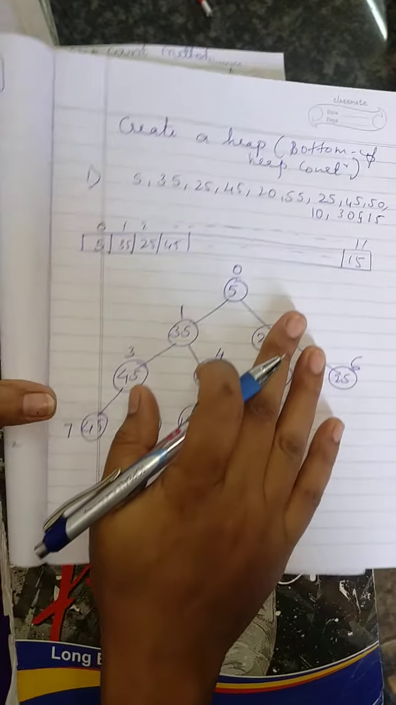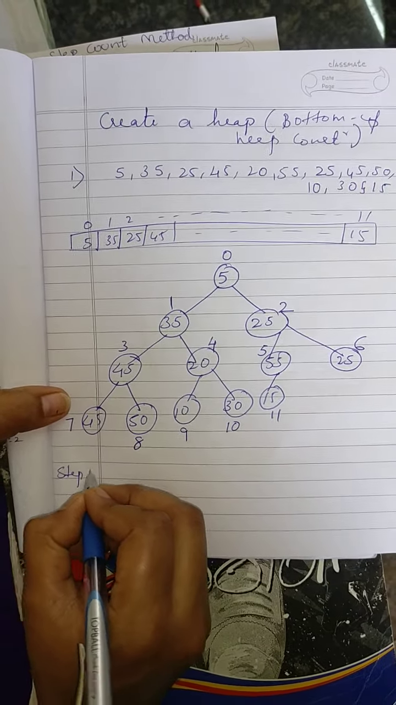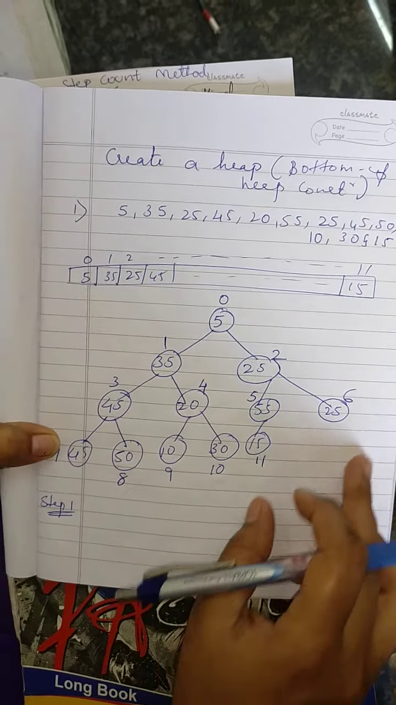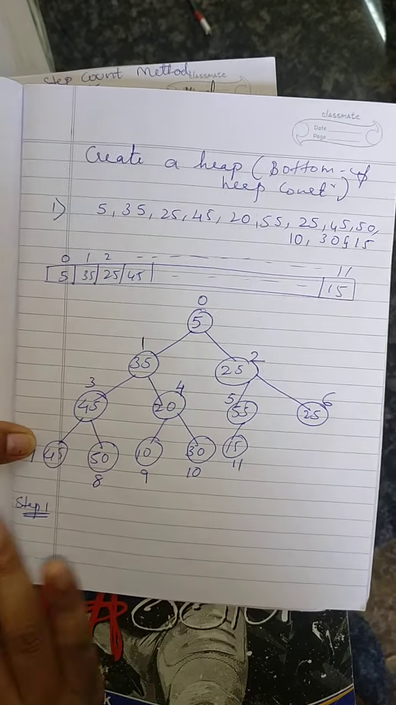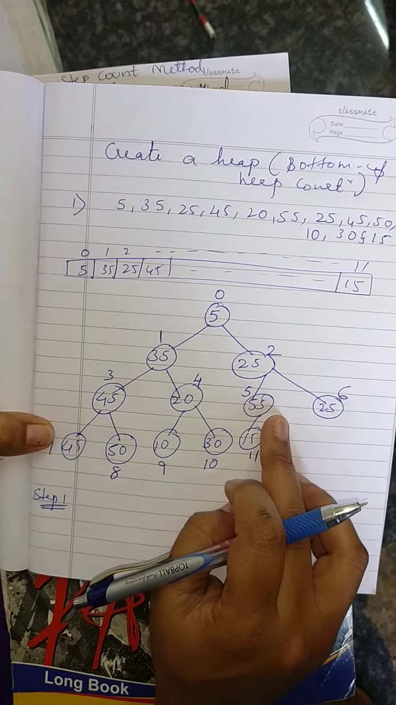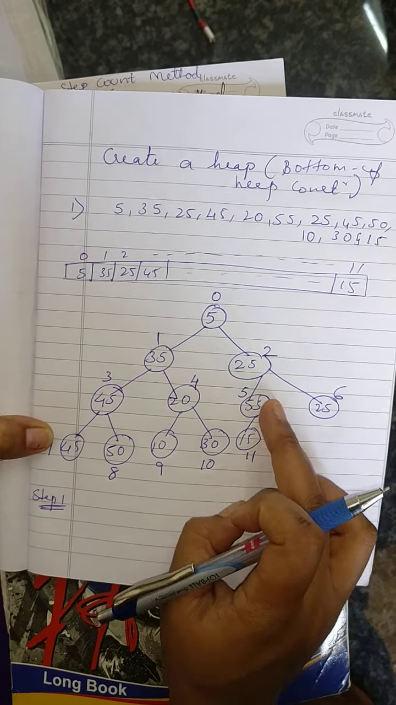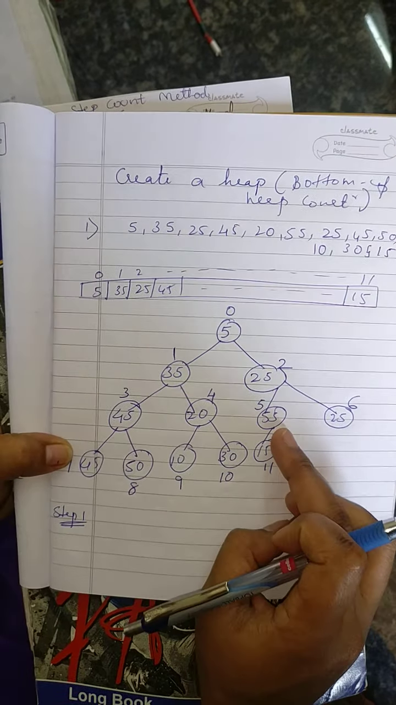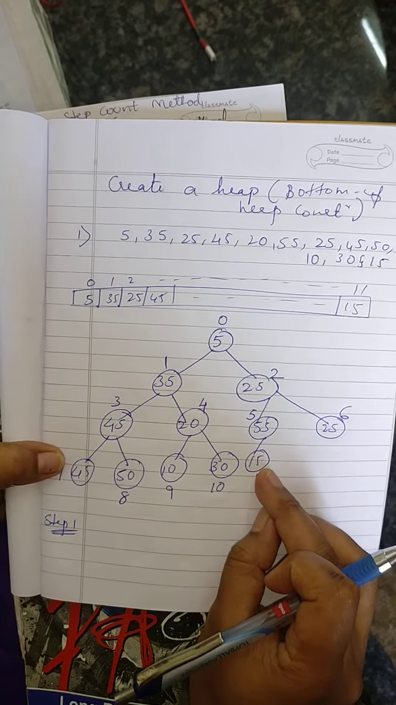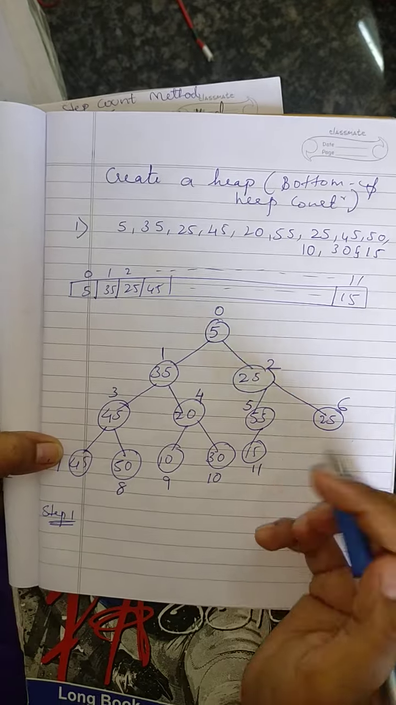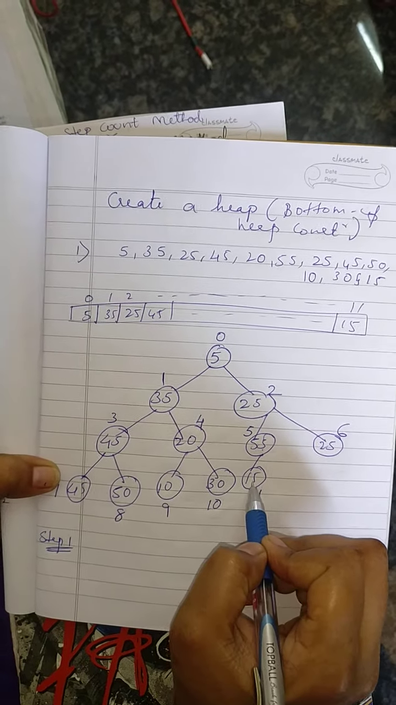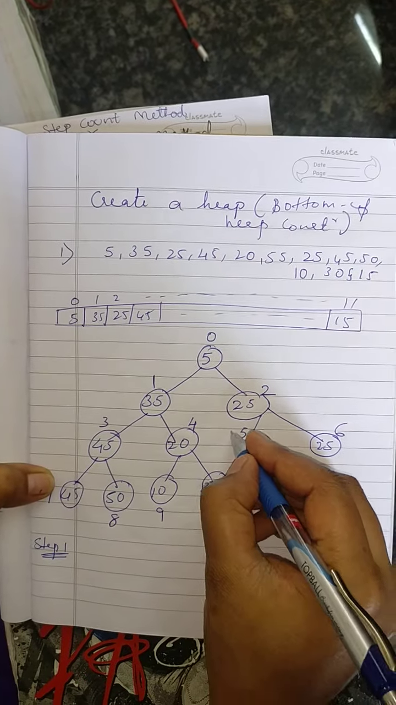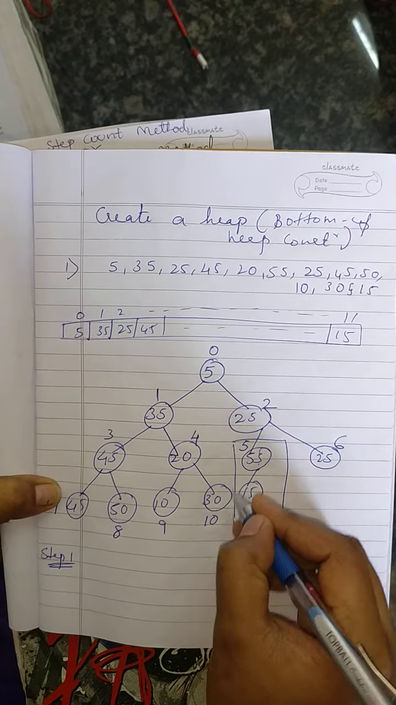Now what is step 1 actually? First you have to consider the last non-leaf node. In this, the last non-leaf node you have is 55, correct? Now you have to compare this 55 with its children. Does it have any children first? Yes, it has the child 15. So now you can say, is 55 greater than 15? Yes. If it is greater, no changes. You have to do no changes for this heap.